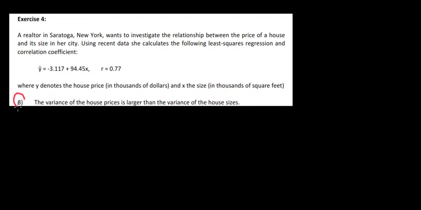Let's have a look at question 8 now. So we want to investigate the relationship between the price of a house and the size of that house. We have the regression line based on this test, so to speak, on this relationship. Y is going to be the house price, so this is our HP, and X is going to be the house size, and we also have the correlation coefficient.